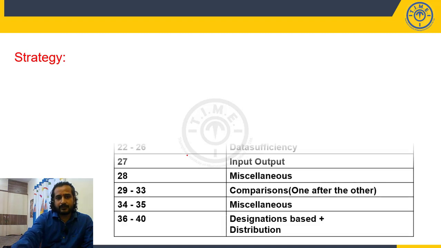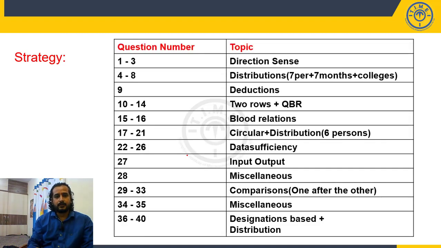See what are the different kinds of models that are given in this paper. Question number 1, 2, 3, a direction sense question, miscellaneous area. Question number 4 to 8, distributions, 7 persons, 7 months, colleges. And before attempting the questions, as we have practiced so many questions, we can say the difficulty could be of moderate level, easy to moderate, because the given paper itself is of RRB office assistant.